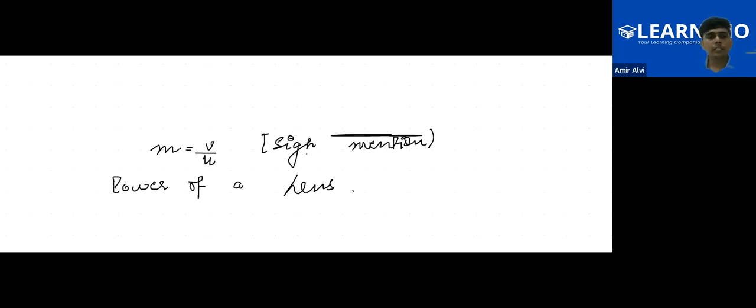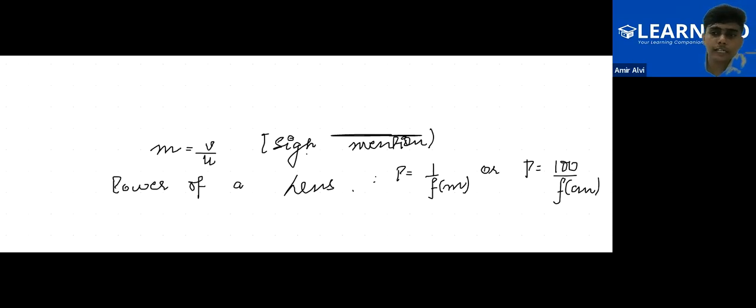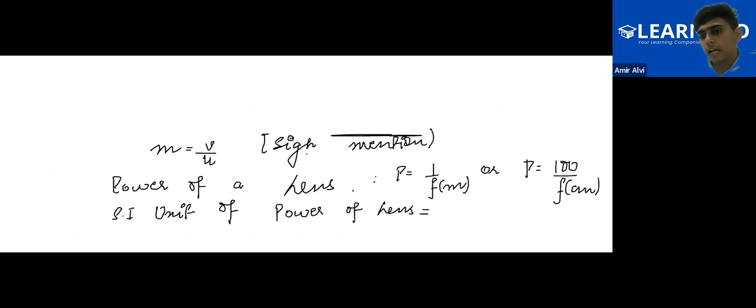The power means how much converging or diverging power the lens possesses. The formula for the power of a lens is 1 by f if the focal length is in meter, or 100 by f if the focal length is in centimeter. So two formulas are there. If you convert the focal length into centimeter, 100 will go in the numerator because that would be a double division. So this is nothing but the same formula, just the extended part. The SI unit of power of a lens is diopter, and it is denoted by D.